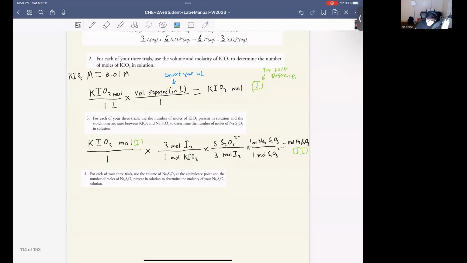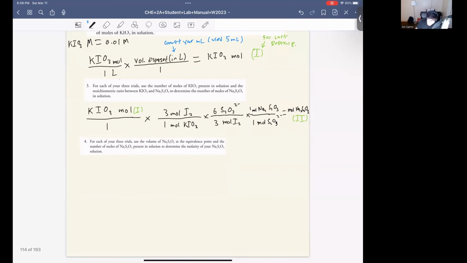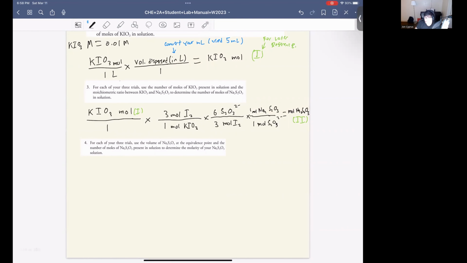Something I also should note is you used 5 milliliters for this if you followed the procedure. I mean, you could do your own, as I kind of said, you could do different ratios and stuff, but if you followed what it said, you use 5 milliliters. All right, now all we have to do is, again, do a calculation here. So it says use the volume at the equivalence points and the number of moles to determine the molarity, right?